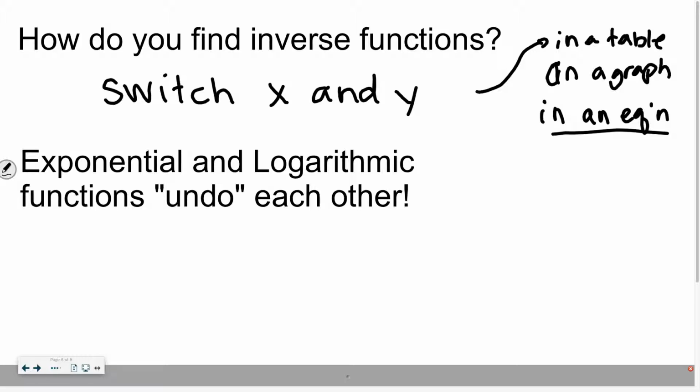So, gosh, man, this is like the 3rd time I've written this on the board. So it must be really important going forward. Exponential and logarithmic functions undo each other. So remember that. If you get down to something and you have to solve for your y and it's in an exponent, you're going to need a log. Vice versa. If you get down and you got to solve for y and it's trapped in a log, you're going to need an exponent.